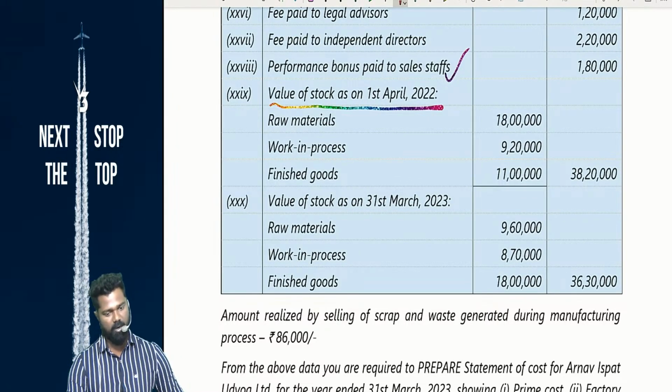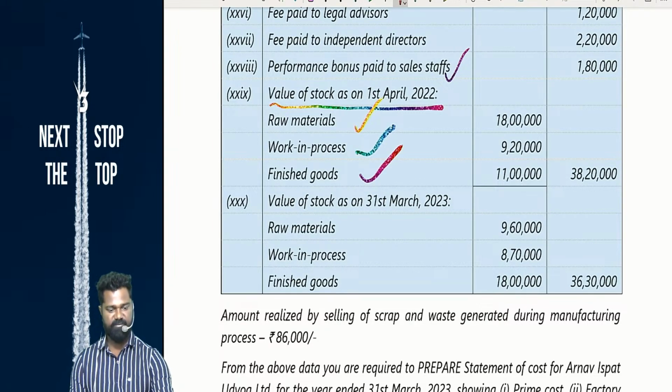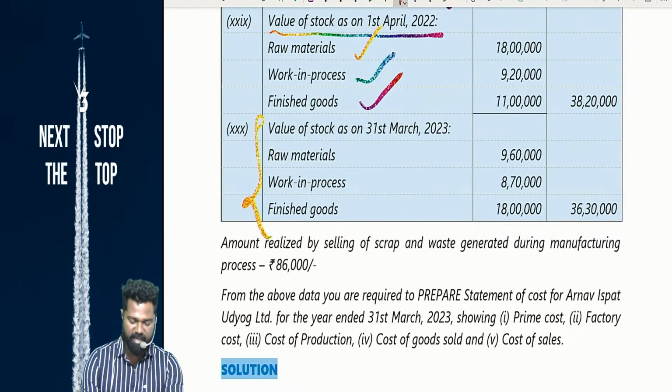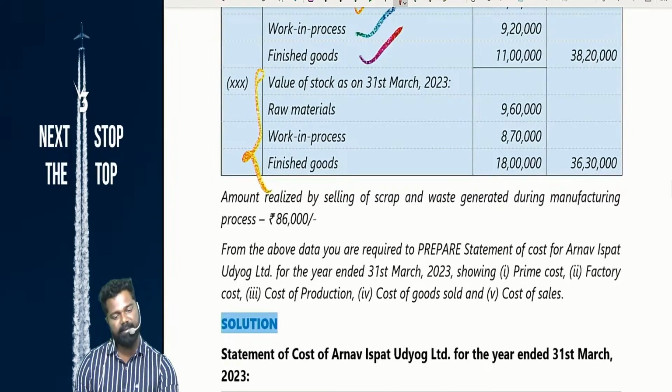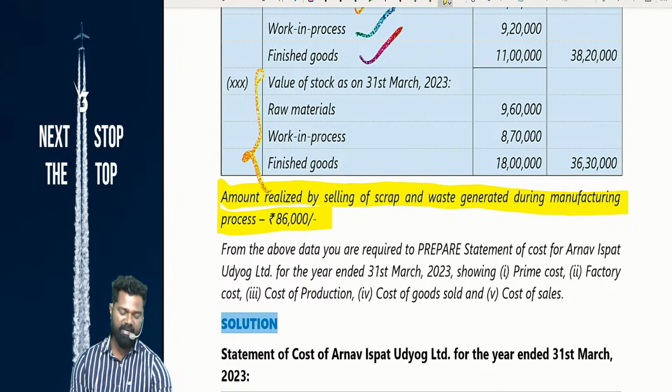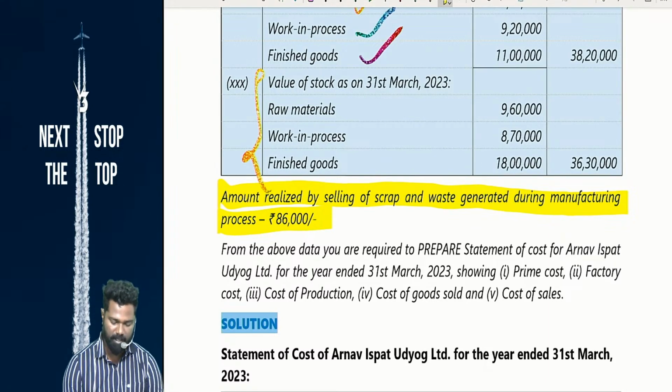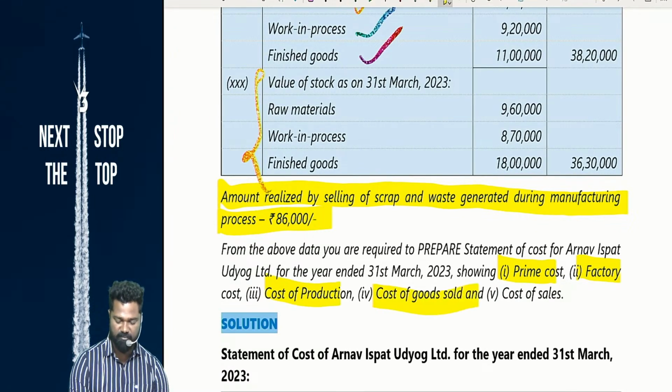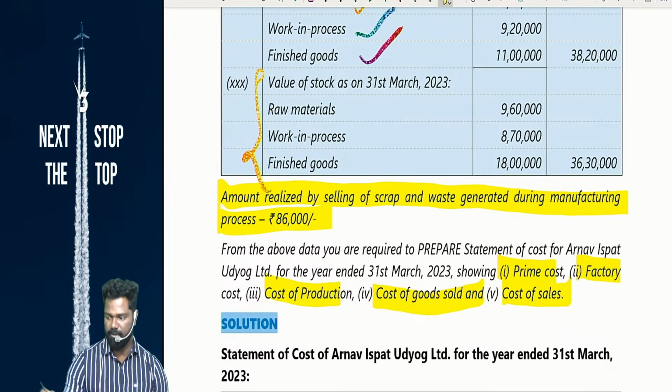Raw material. You know what this is? It is opening stock of raw material, opening WIP and FG. In the same way closing is also given. Clear? And the last one, what have I given? Amount realized by selling scrap and waste generated during manufacturing. Okay, from the above data you are required to prepare the statement of cost sheet showing prime cost, factory cost, cost of production, cost of goods sold and cost of sales. Clear? Chalo, what are you waiting for?